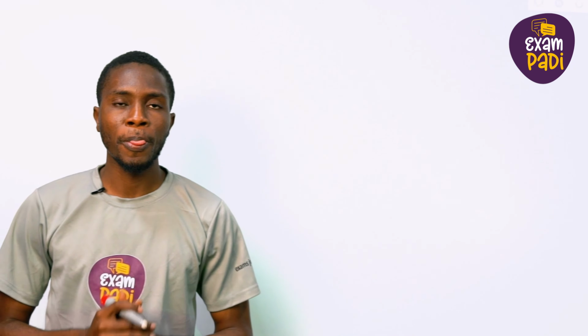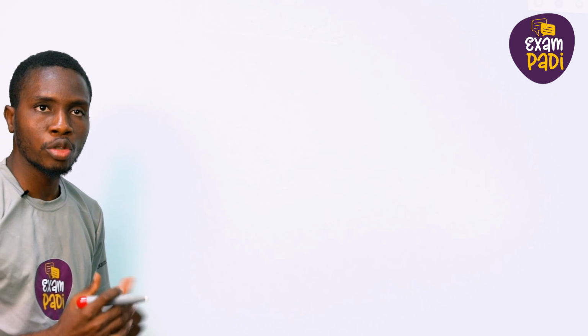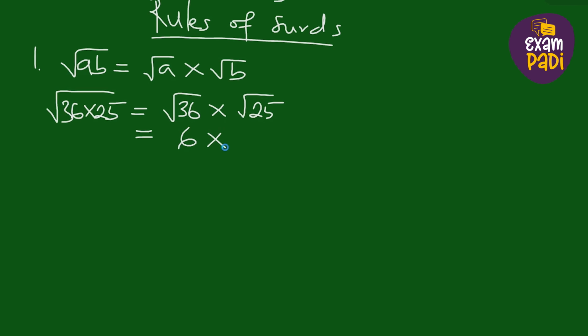Rule number 1. In general, square root of AB can be written as root A times root B. This is also known as the product rule. For example, square root of 36 times 25 can be written as root 36 multiplied by root 25. Root 36 would give us 6, root 25 would give us 5. 6 multiplied by 5 equals 30.